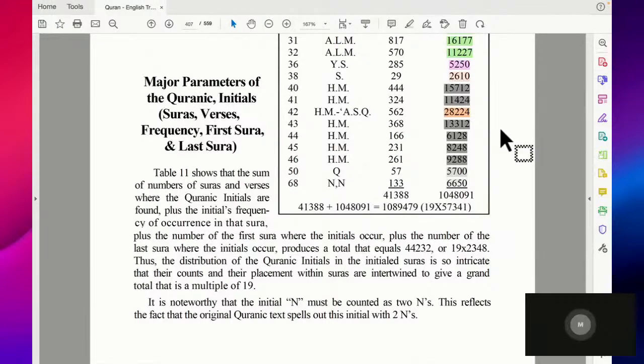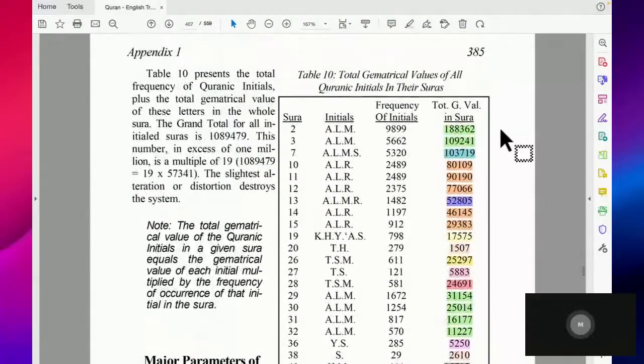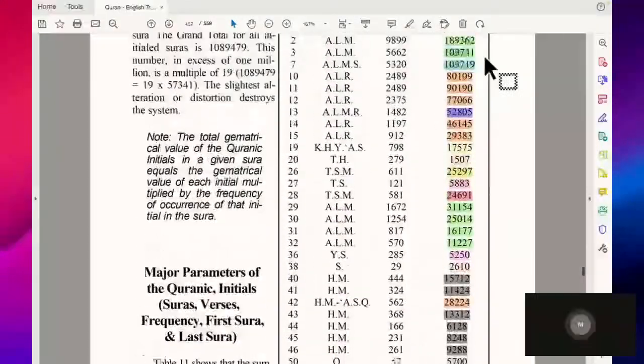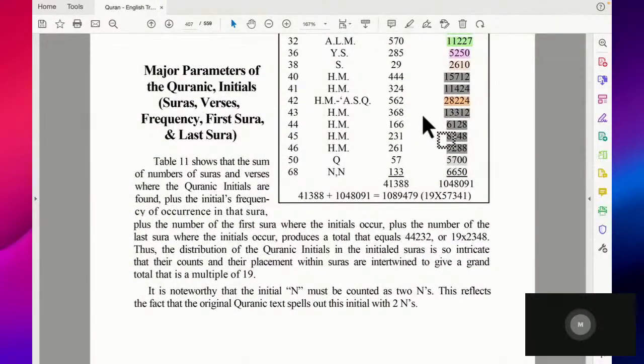God willing, today we want to start another session of the series of studying the appendices of Quran, the Final Testament, translated by Dr. Rashad Khalifa, the Messenger of the Covenant. And God willing, today we want to continue with the rest of Appendix 1, starting from page 385 with the next table, which is table 11 in the series of the tables of Appendix 1. Major parameters of the Quranic initials, surahs, verses, frequency, first surah and last surah.